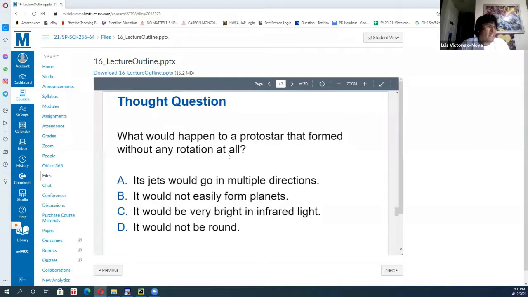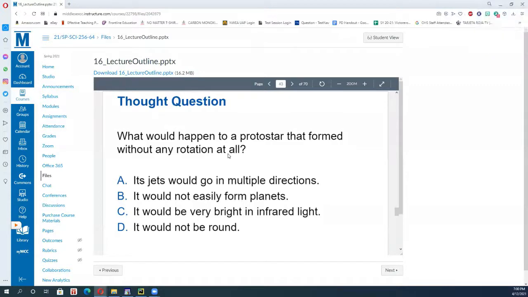It doesn't matter if it's rotating or not. It will always be bright in infrared, so that's not a condition. Okay, so would it be B? Yeah, it will be B. Yeah, process of elimination. It wouldn't be round.